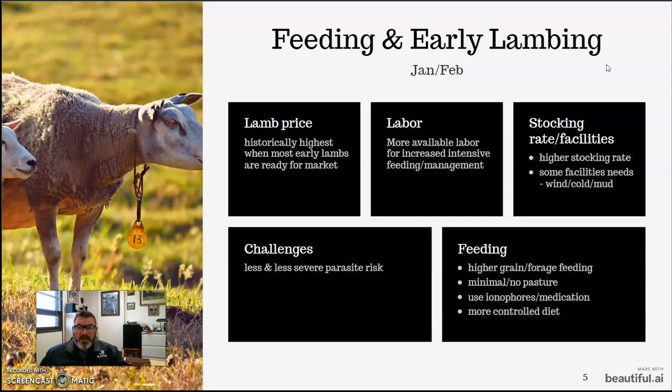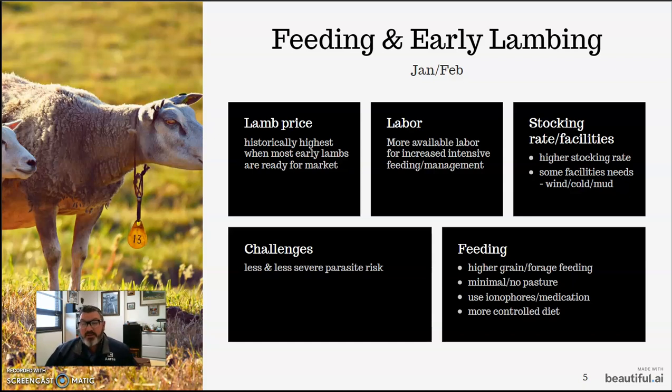Of course, from a feeding perspective, as we talk at that very early turn of the calendar, you're going to be feeding a lot higher grain and probably managing your forage a lot differently, whether you're feeding hay or even corn silage. You'll find that from time to time in sheep rations because there's minimal or no pasture available. So it gives you the opportunity to have a little bit more control over the diet. You can put together a more specific, specialized ration plan.